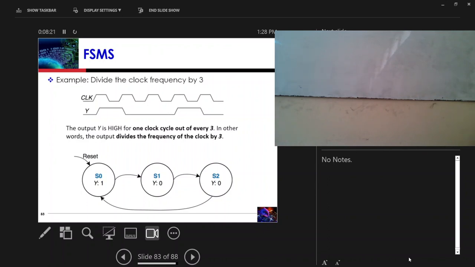Understood? So here, I'll give you a statement: you have a clock and an output Y. The output Y is high for one clock cycle out of every 3 clock cycles. Draw your timing diagram, draw your state diagram, then write your Verilog code to execute your state diagram. Simple statement. Then like 20 marks.